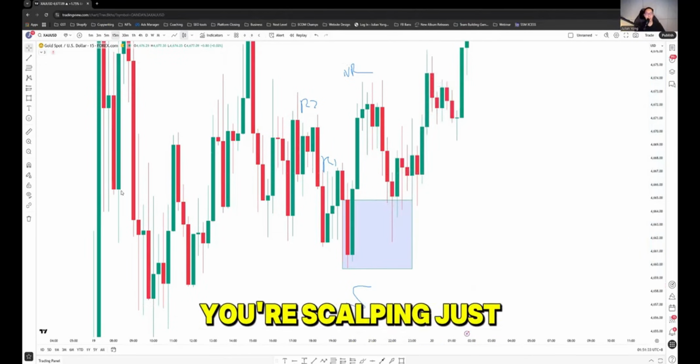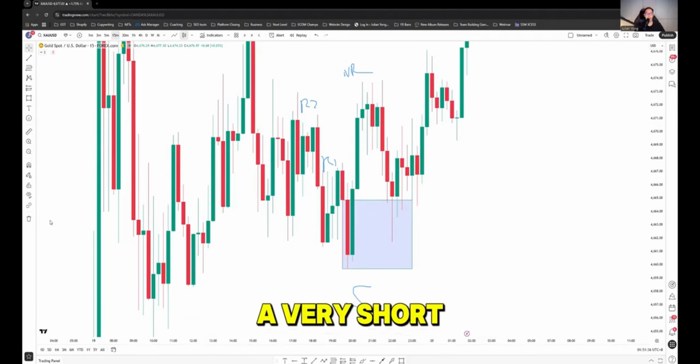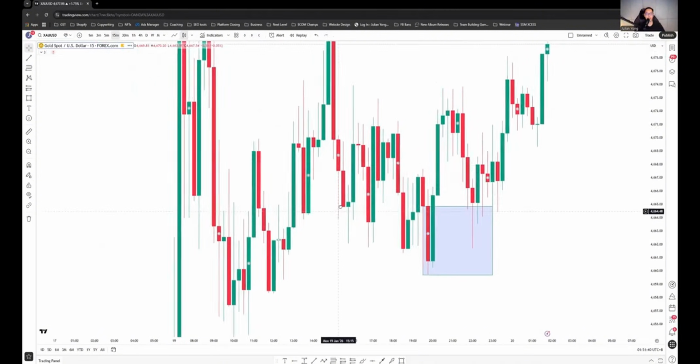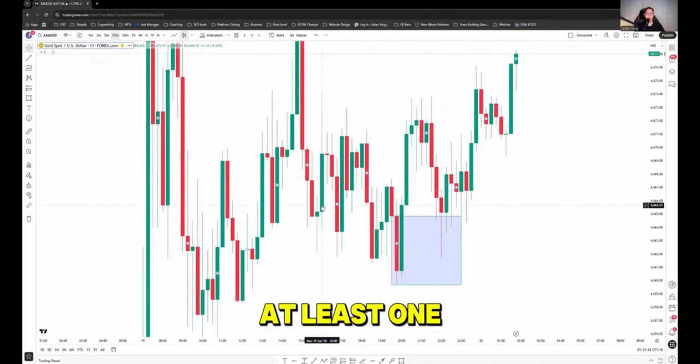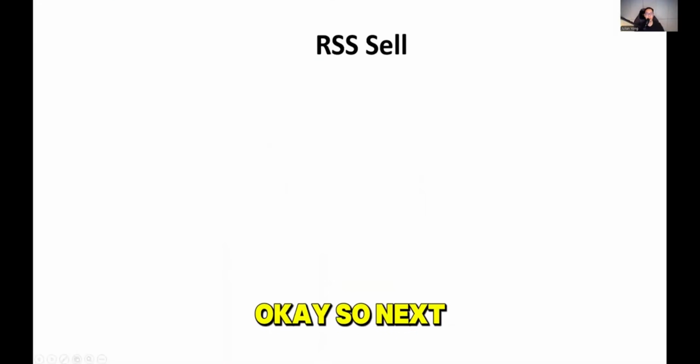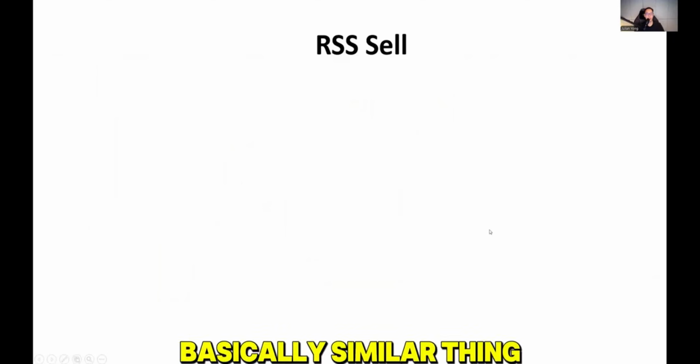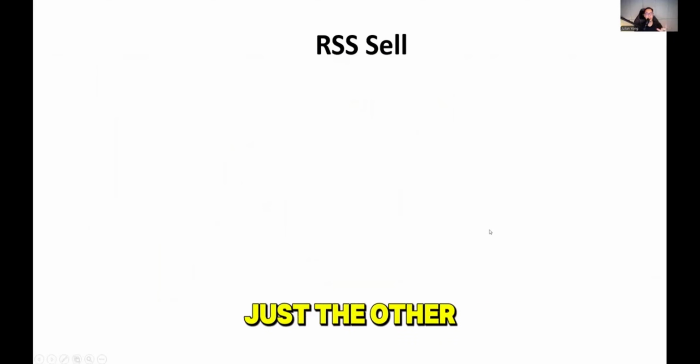But again, if you're scalping, just a very short 30, 50 pips would be good enough. Usually 50 pips would give you at least 1:1, right? Okay, so next would be RSS sell. Basically, similar thing, just the other way around.